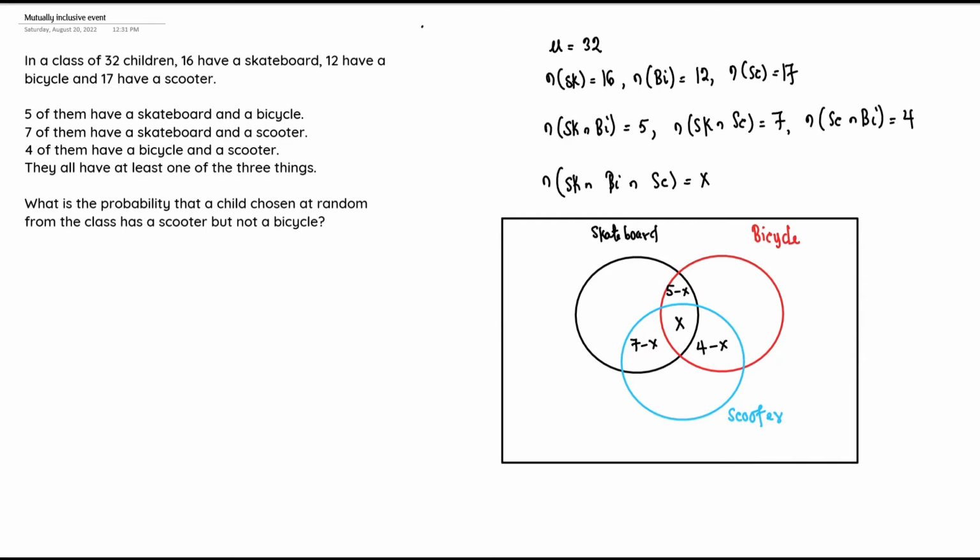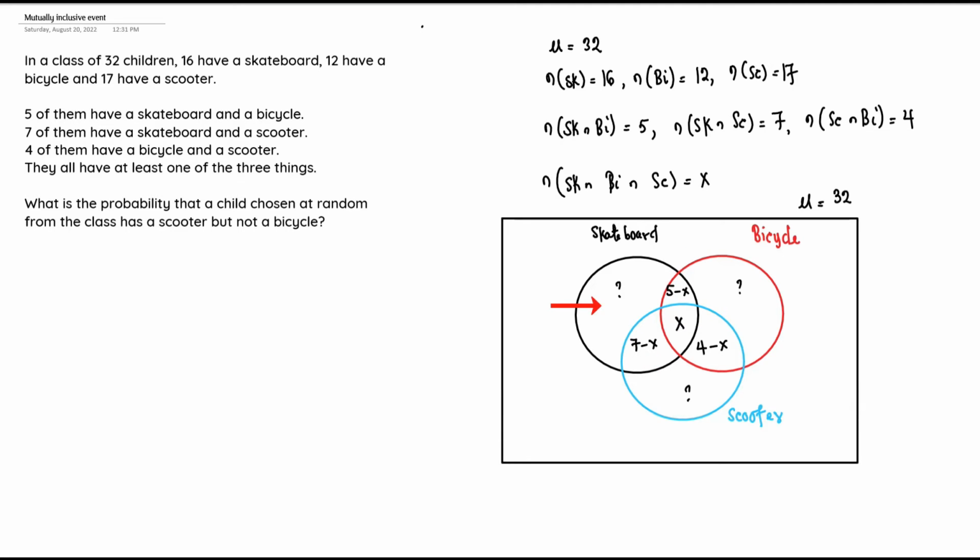So please note that the universal set is going to be equal to 32. Very important. So we have to work on the necessary regions. We have this region, this region, and this region, so we need to get each of the values. The number of students that own a skateboard, we have 16 of them. So the black circle is represented by 16, but we already have some regions here. We have 5 minus x, we have 7 minus x. For us to get the remaining region, we're going to perform simple algebra.